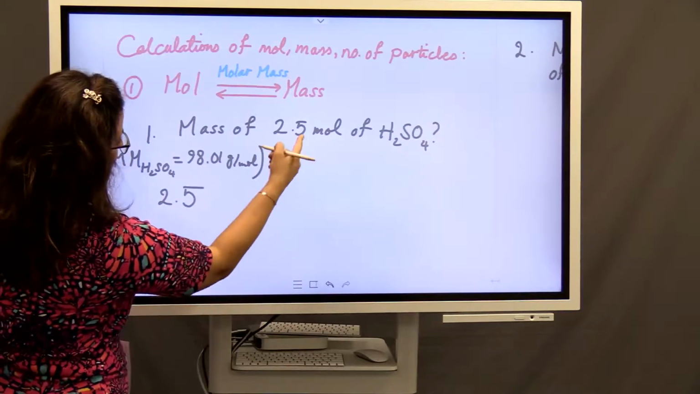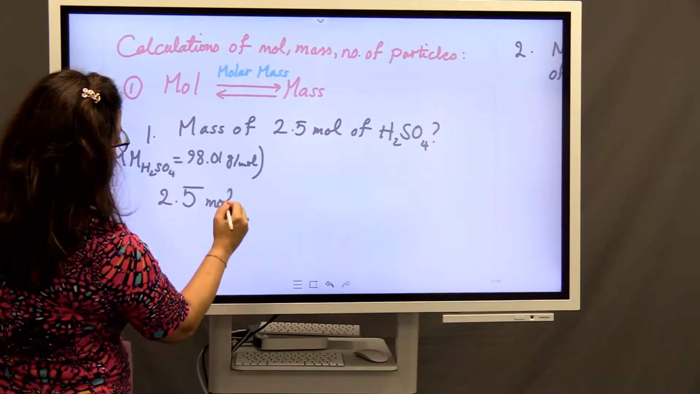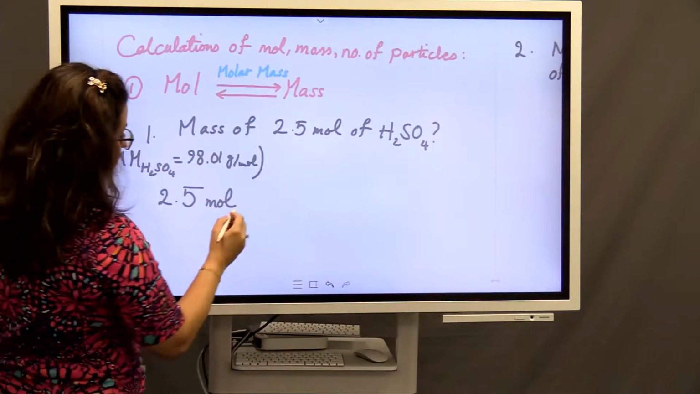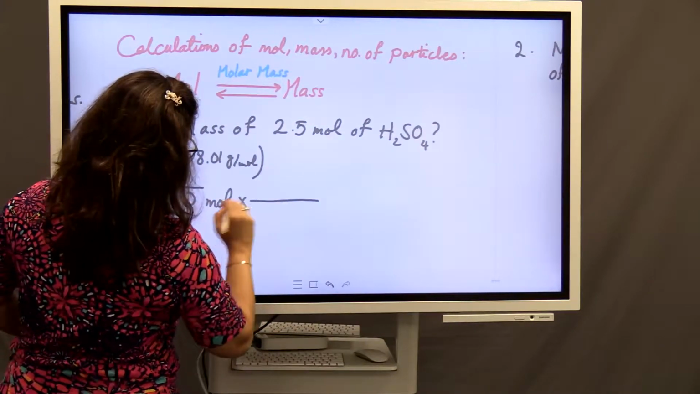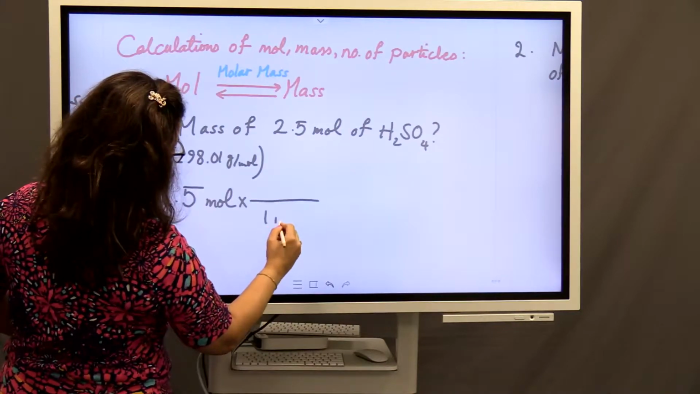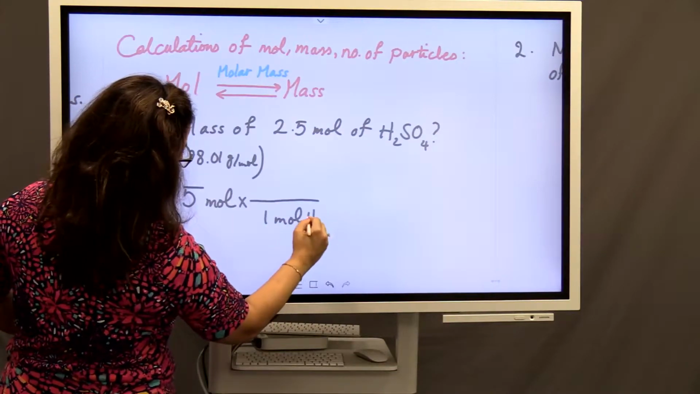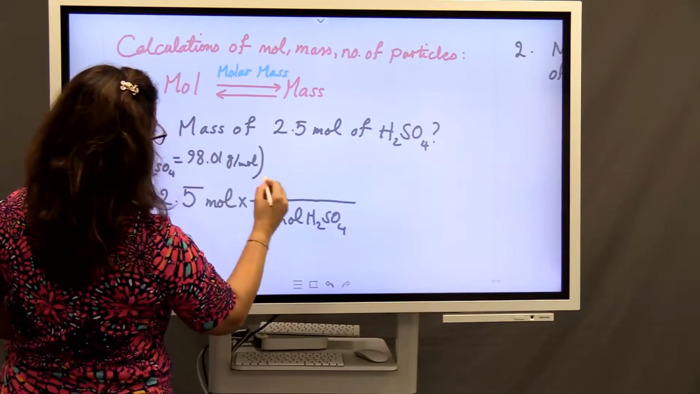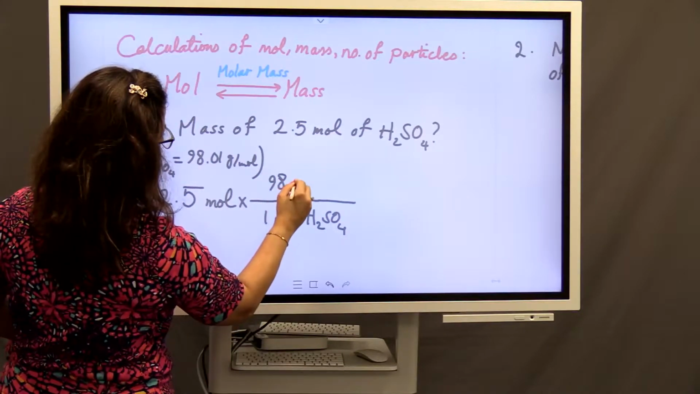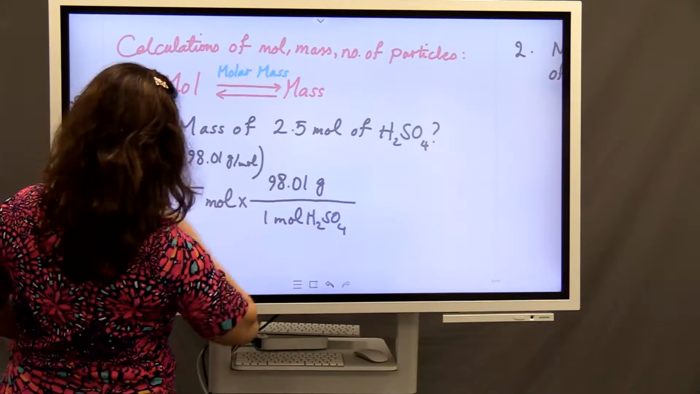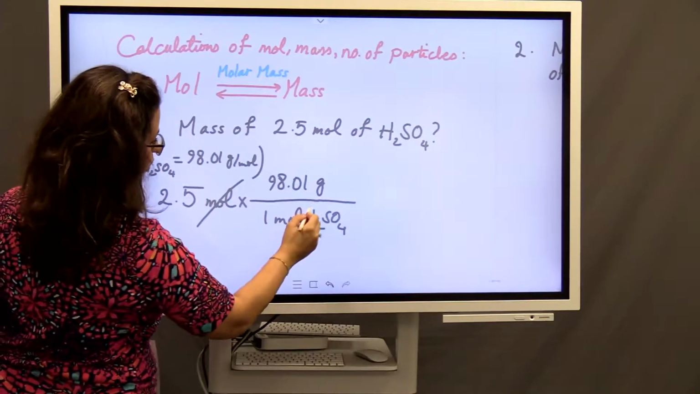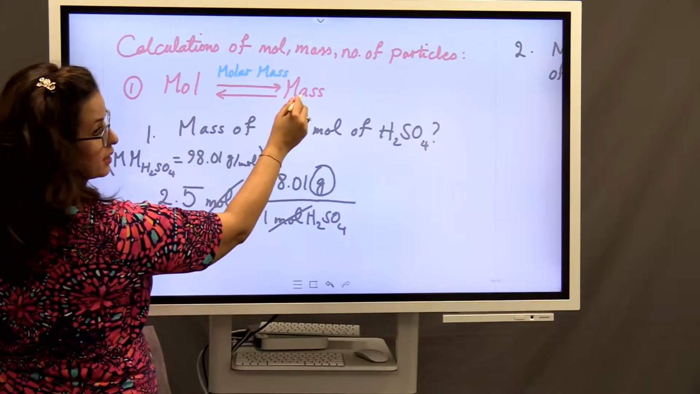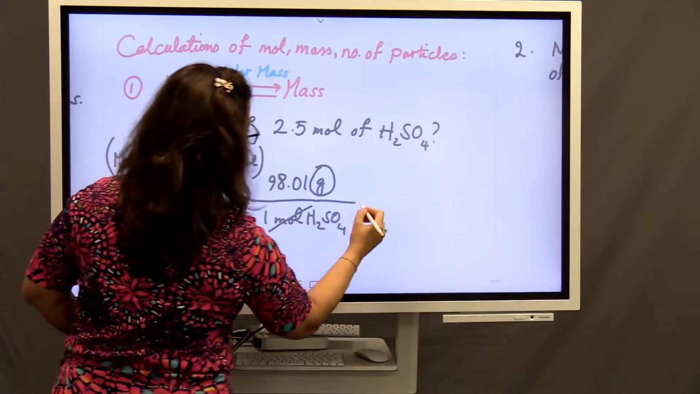2.5, what is the unit? Mole. We have to get rid of mole and get to mass, which is in grams, right? So we use the molar mass. In 1 mole of H2SO4, there are how many grams? From here, 98.01 grams. You cancel mole and mole. What is left for your answer? Grams, which is the correct unit for your answer.